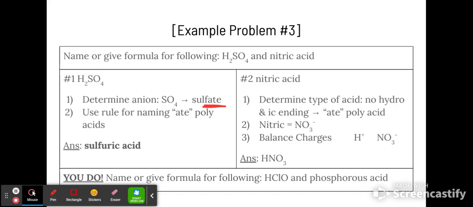So go ahead and pause your video and try these two examples here. But I will tell you before you pause the video, pay attention to the ending there.